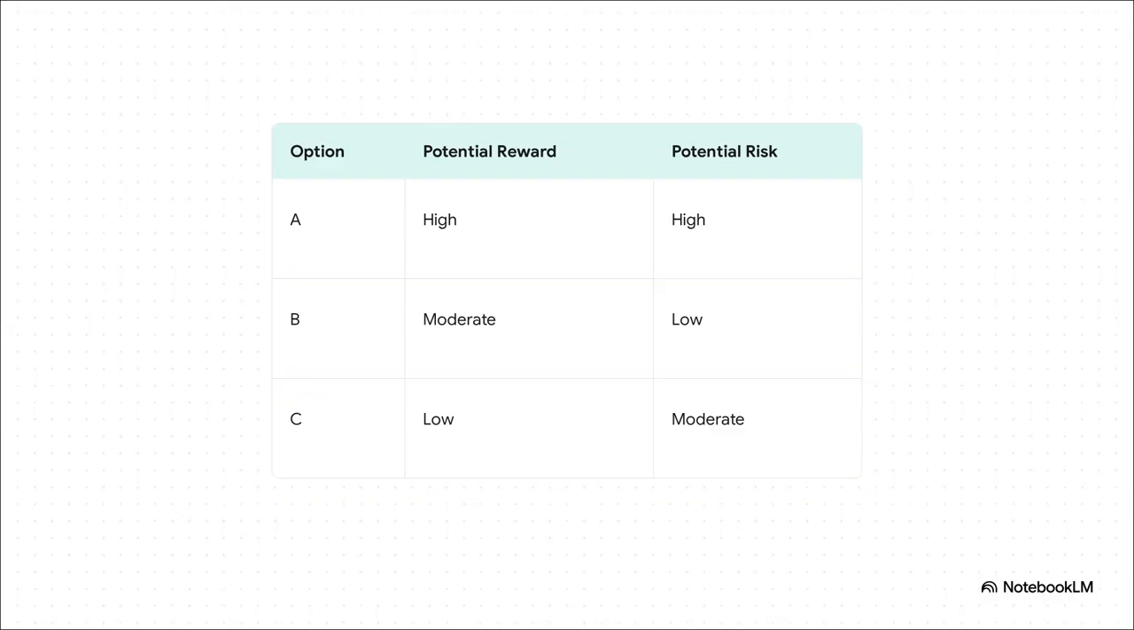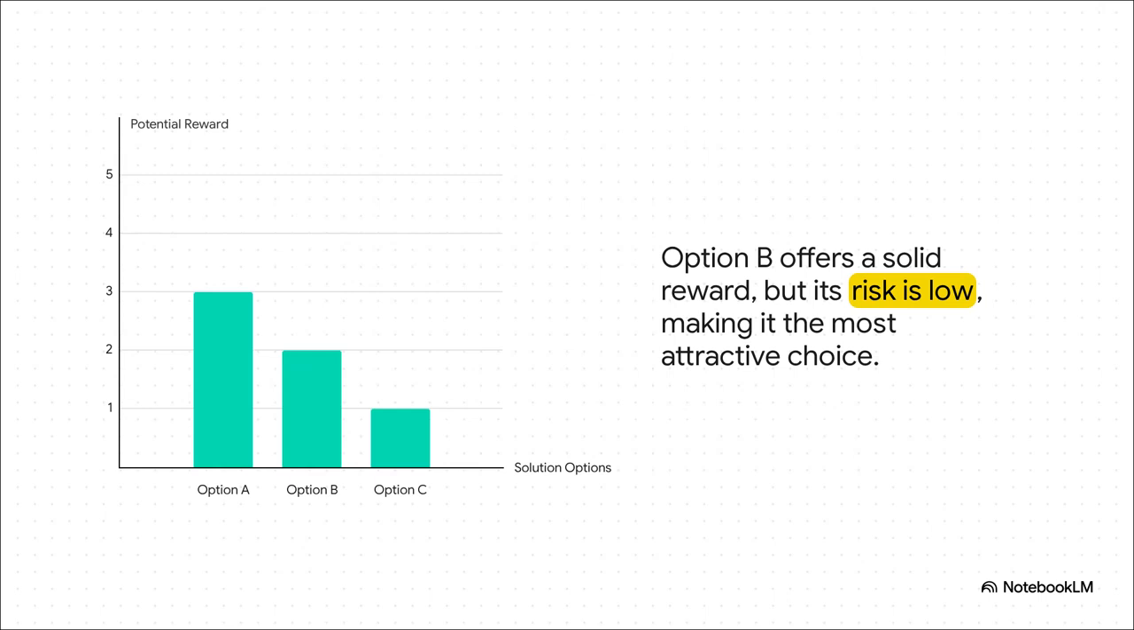Let's go back to our travel company. Say they have 3 options. Option A, it could pay off big time, but man, it's super risky. Option C has a pretty low reward, but still a decent amount of risk. But then you look at option B. It's got a different kind of balance, doesn't it? And when you see it laid out like this, the choice just pops.